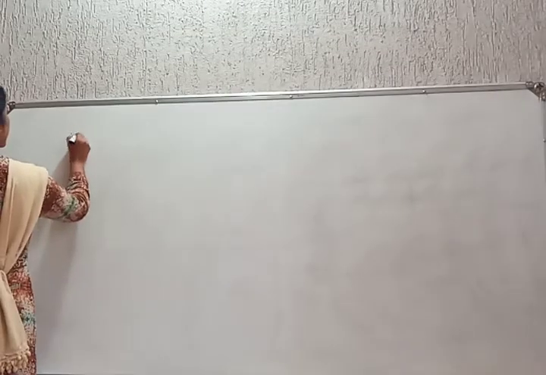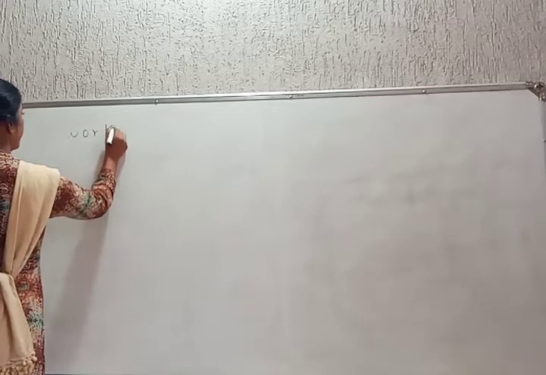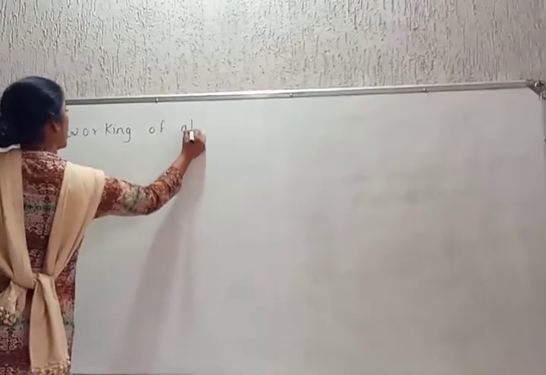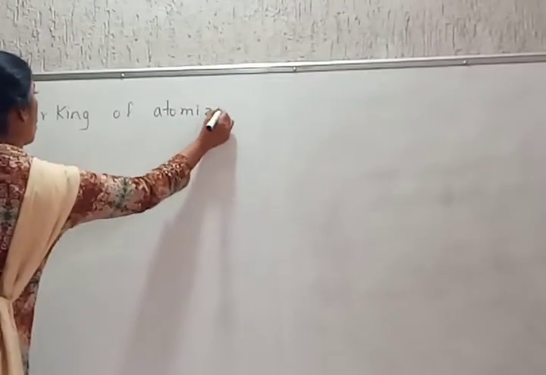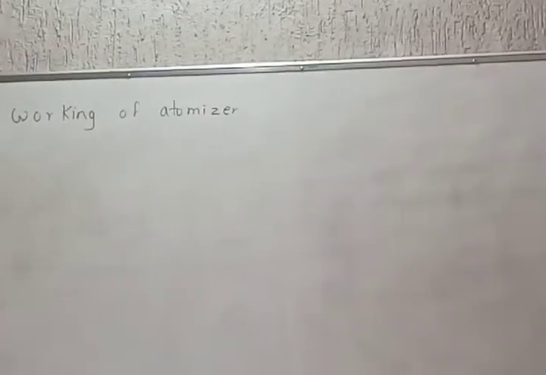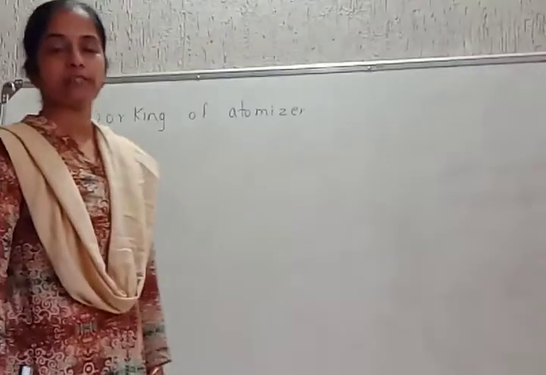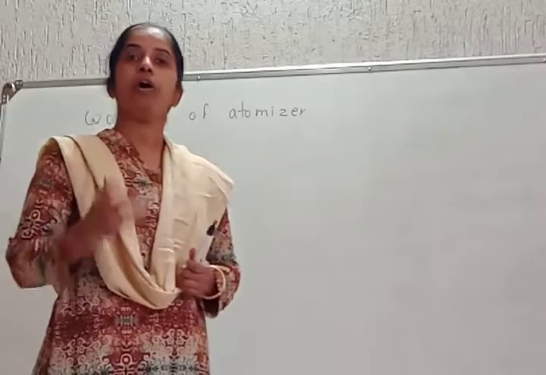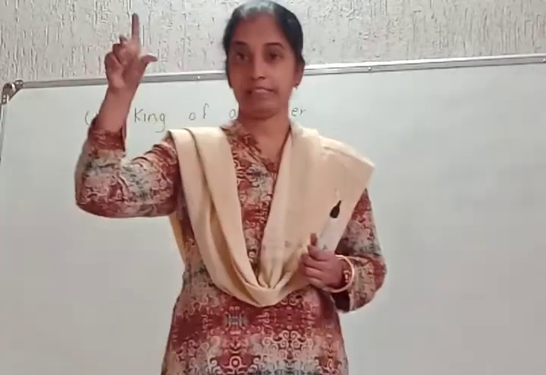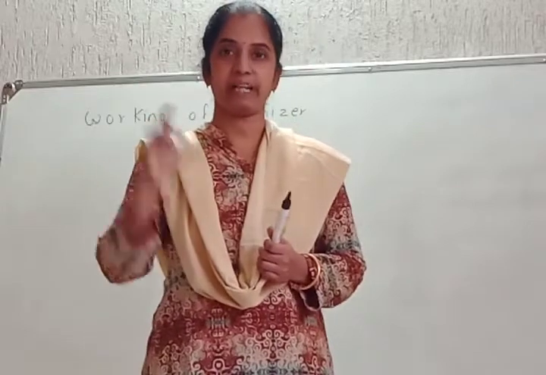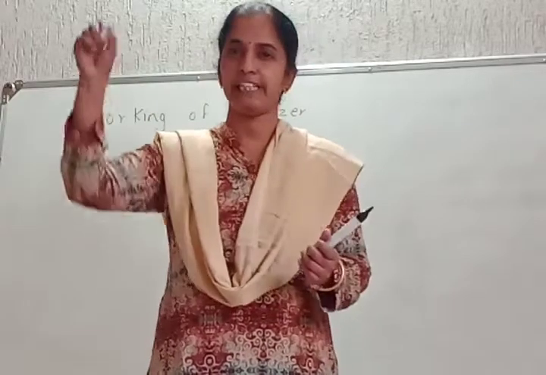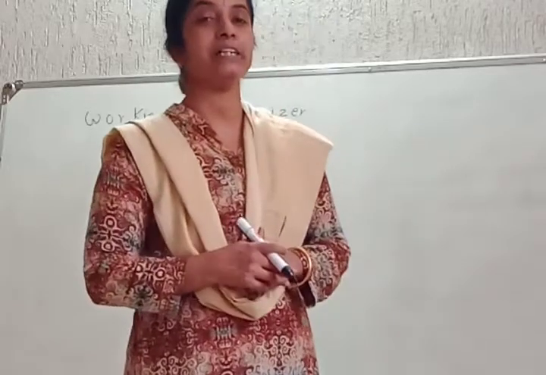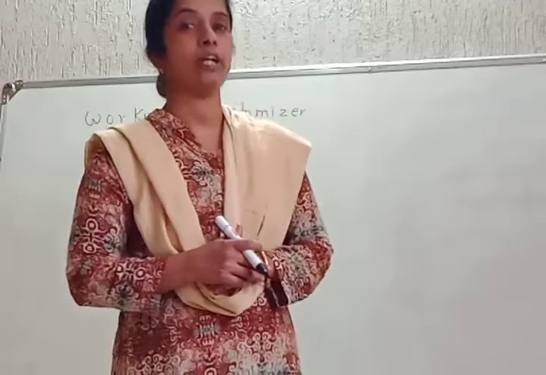Today we'll discuss the working of atomizer. Where do you find this device? You find it in carburetors in automobiles, deodorant spray, scent spray, insect spray, like the ones we use. So this mechanism, that is the working of atomizer, works on the principle of Bernoulli.